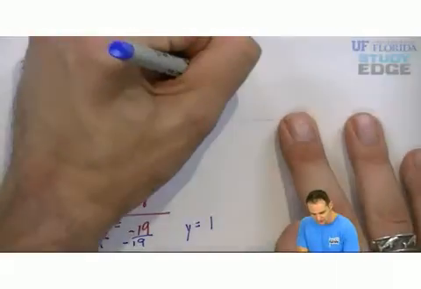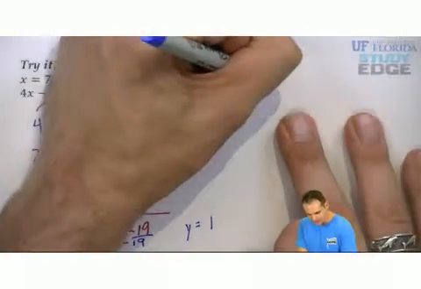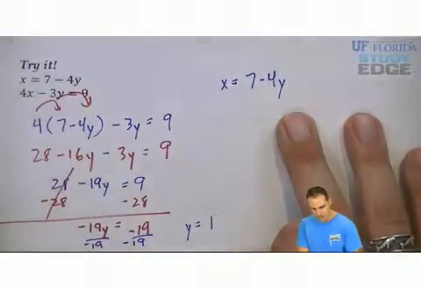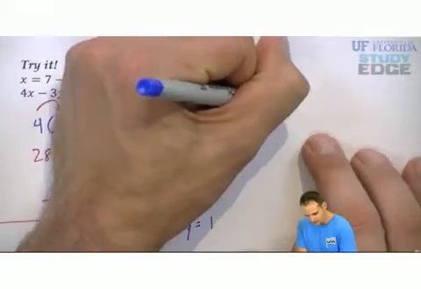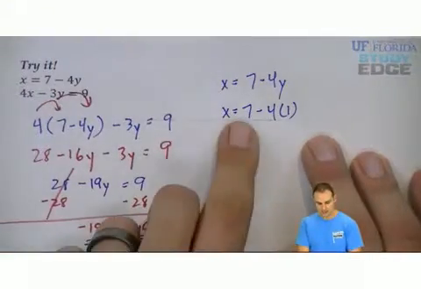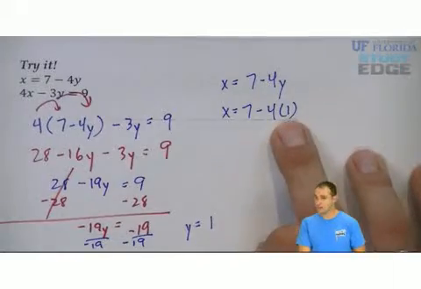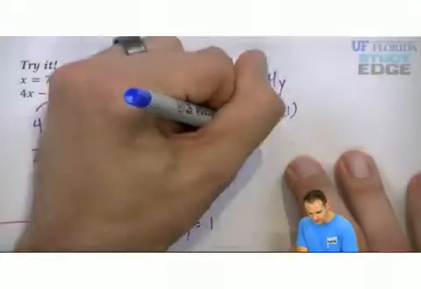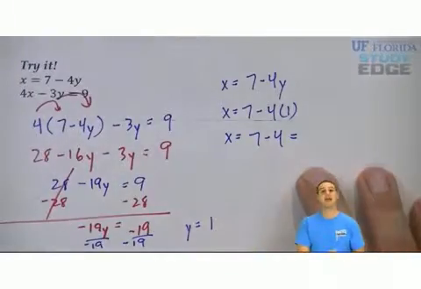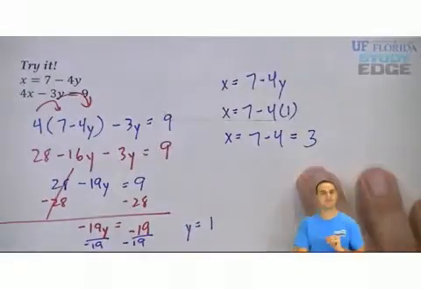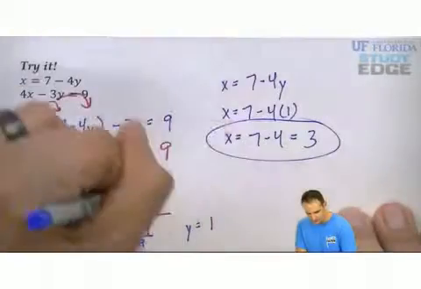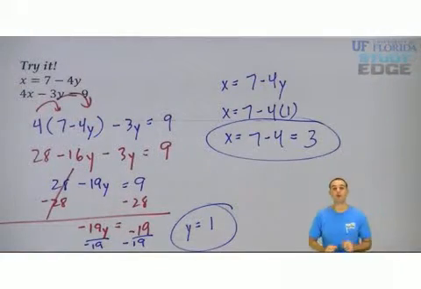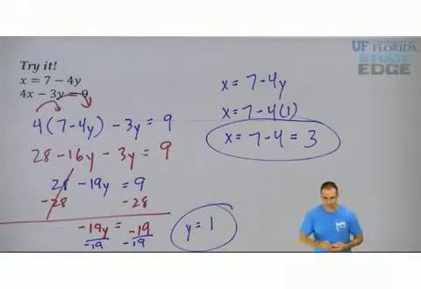Substitute back in. I'll substitute into the top equation. X is 7 minus 4y. Or rather, x is 7 minus 4 times 1. Negative 4 times 1 is negative 4, and 7 minus 4 is 3. So x is 3, y is 1. Or as a point, that would be 3, 1.